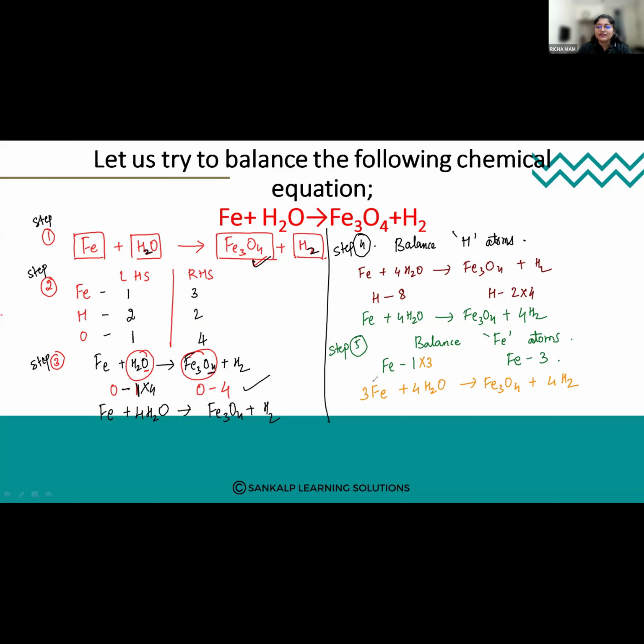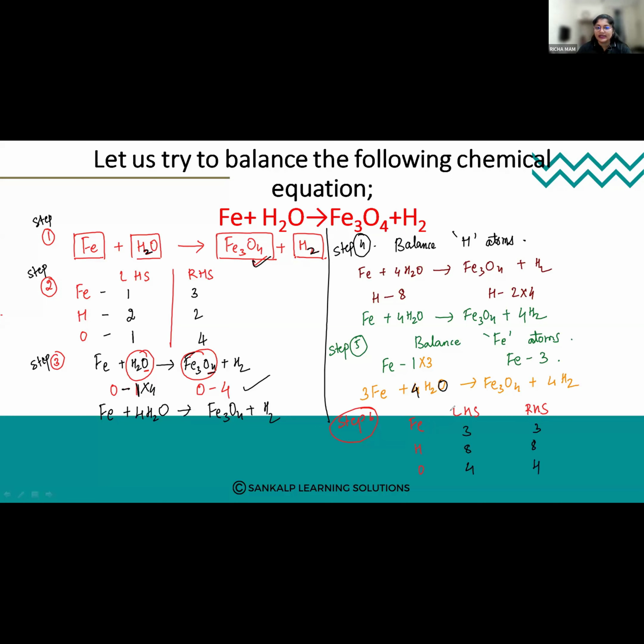This is our step 5. Now step 6 is what? We have to count the number of atoms on both sides and see that they are the same: iron, hydrogen, oxygen on LHS and RHS. On the left hand side, Fe is 3, here it is 3. Hydrogen here is 8, 4 twos are 8, here it is 8. Then there are 4 oxygens here and 4 oxygens here.